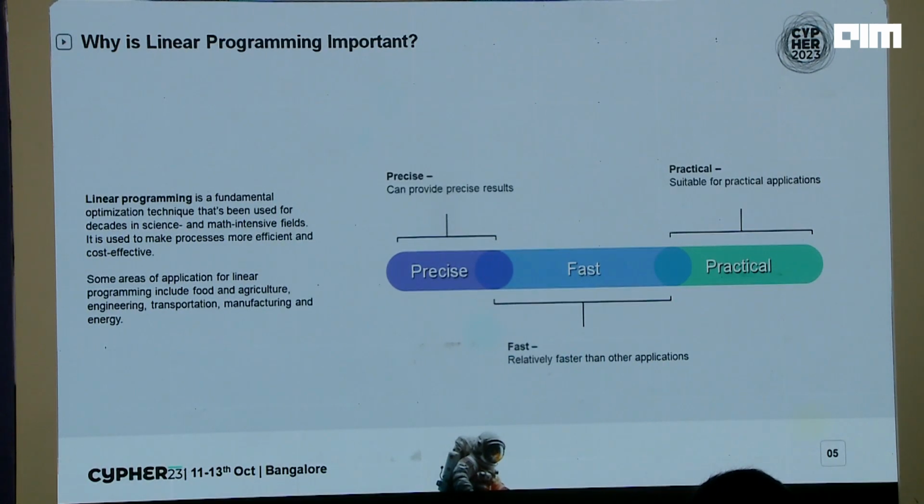Another important thing is that linear programming is hugely applicable in industries like food and agriculture, engineering, transportation, manufacturing, and energy. I've outlined use cases for every industry, which I'll share with you at the end of the lecture. So we'll have some slides on those too.